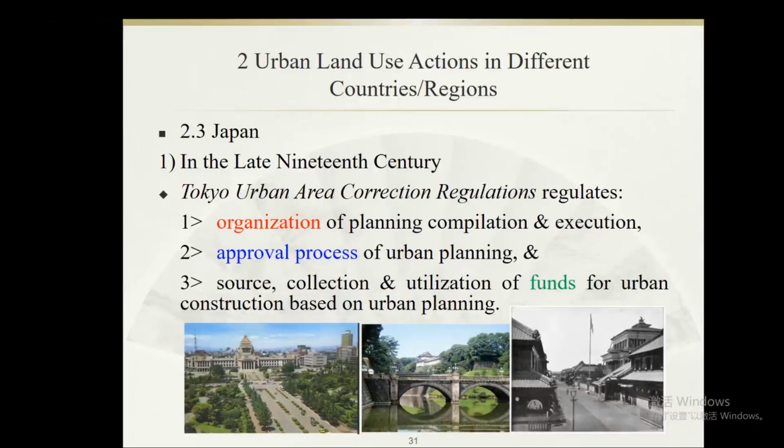But later, the Tokyo Urban Area Correction Regulations regulated the organizations of planning and execution of land use, the approval process of urban planning, and the source collection and utilization of funds for urban construction based on urban planning. First, who can have the land use development, who approves that, and where the money is from, according to this law, the Tokyo Urban Area Correction Regulations. This is a law. In 1888, they had such regulations. Who has the privilege, who has the rights to have the urban land use development, who will approve, and where is the money from.